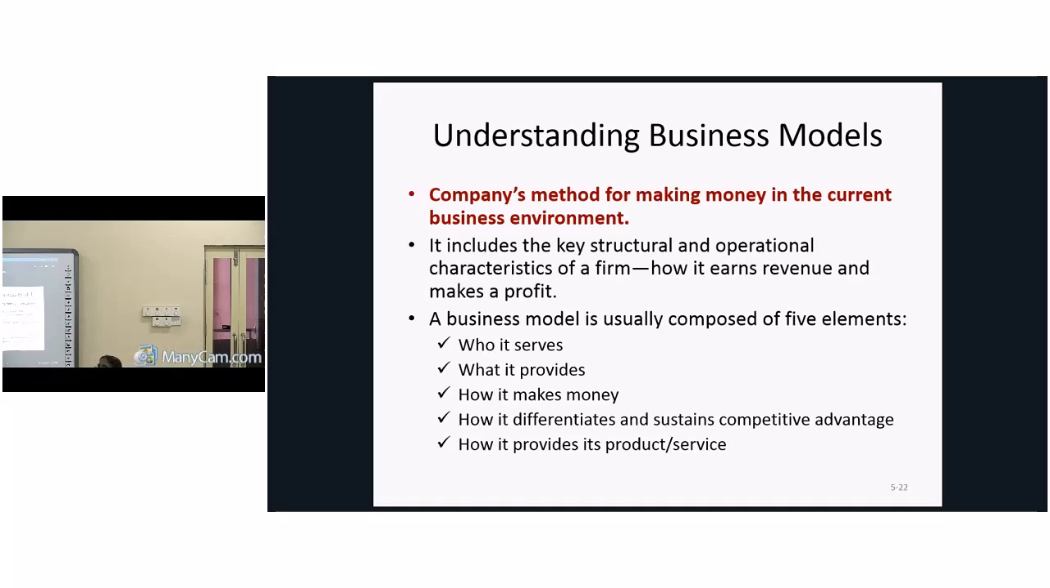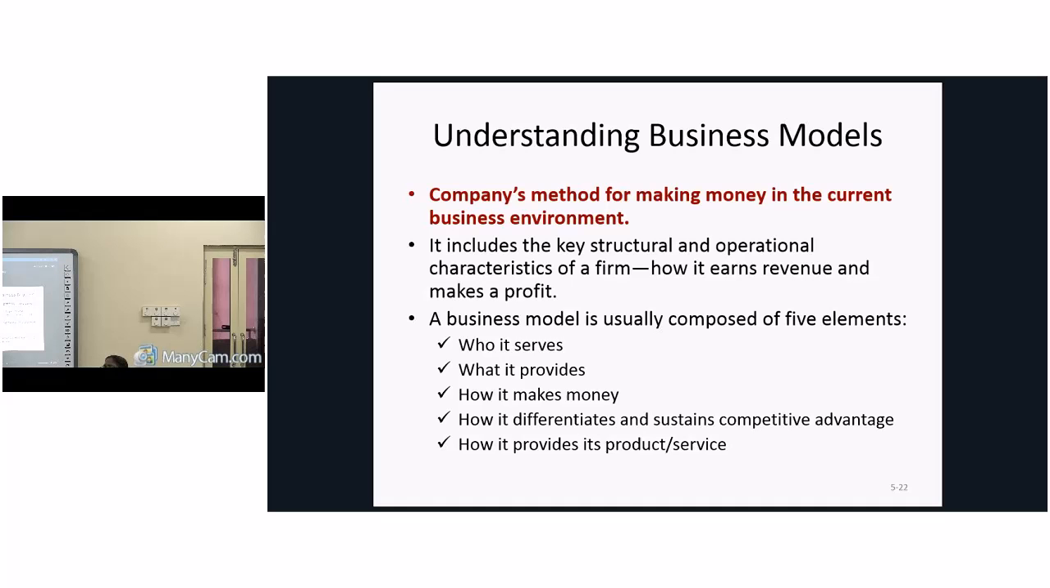For example, a university has a particular way of making its money. It has a particular business model. Your company has a particular business model that shows how you make money, the company's method of making money in the current business environment. That is the simple definition of a business model. Different organizations have different business models.